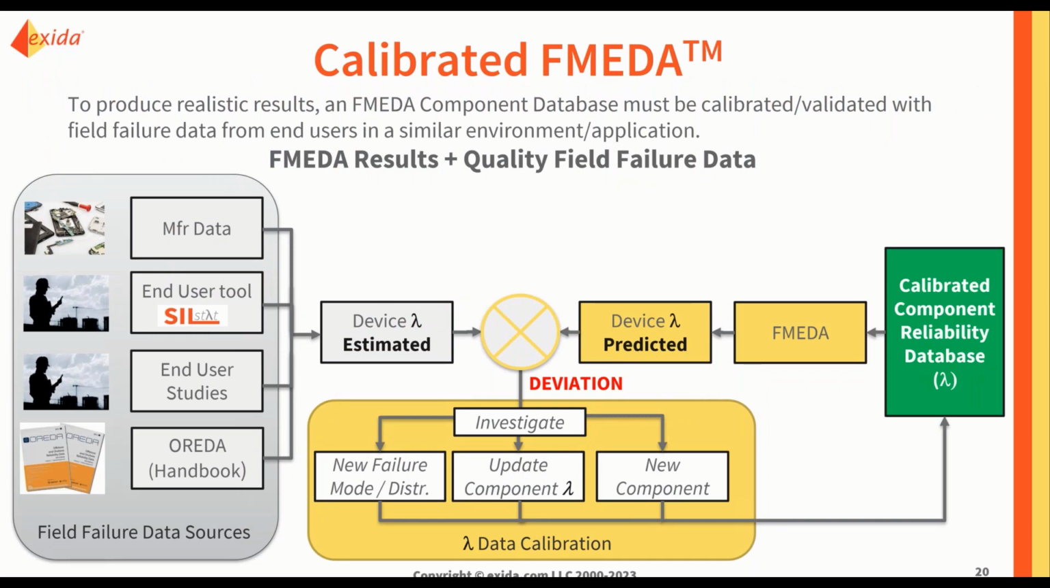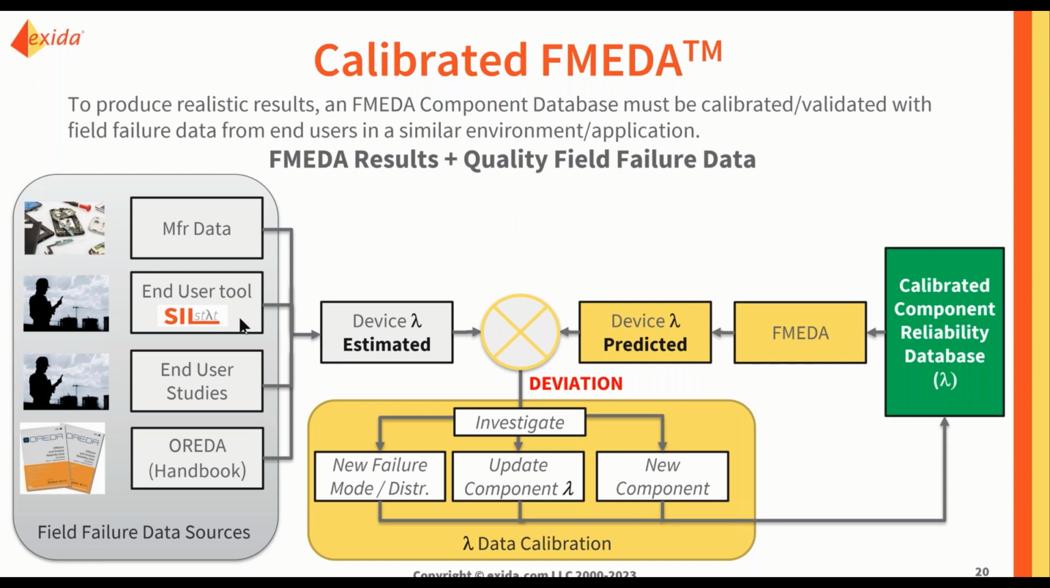In order to ensure we're producing realistic, credible results, the component database is calibrated against quality field failure data. And I mean no data censoring, realistic assumptions, realistic, accurate methods used on homogeneous data. We get that data from manufacturers because it can be used as a lower bound if you make realistic assumptions.